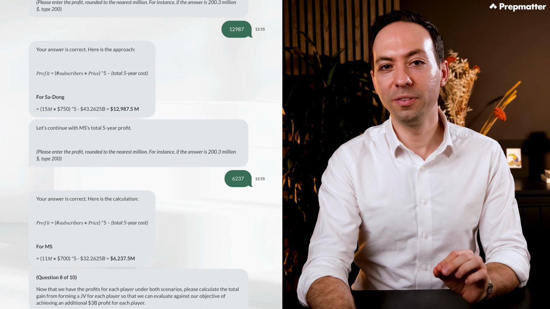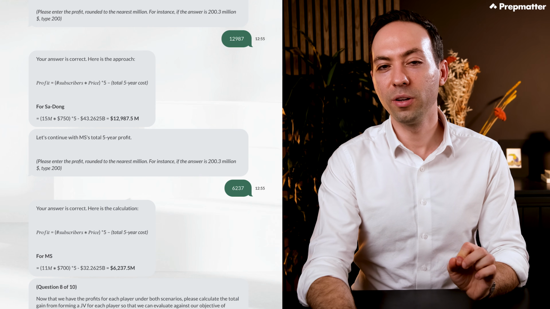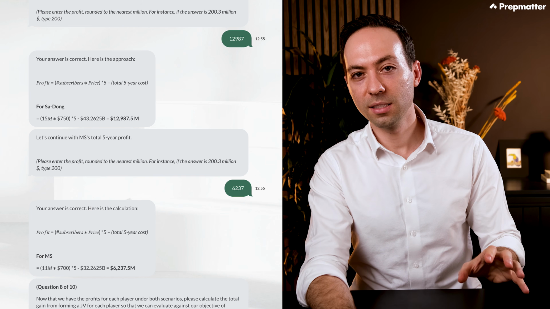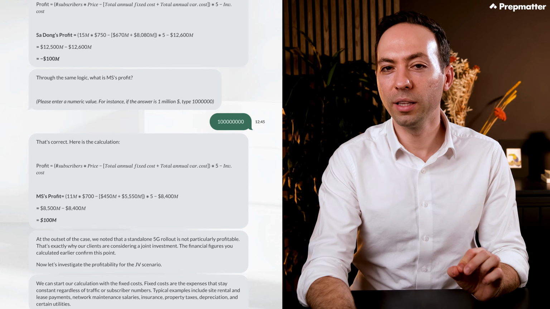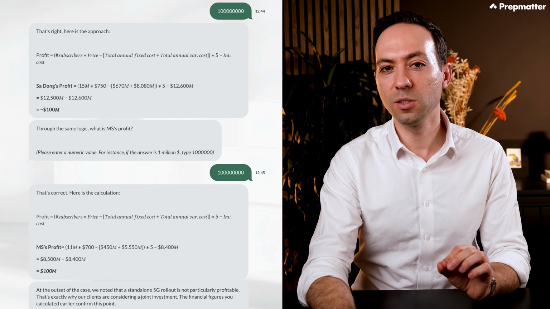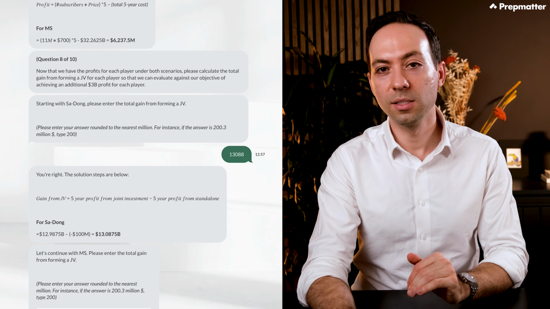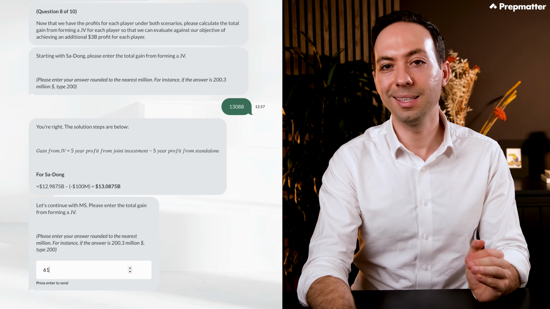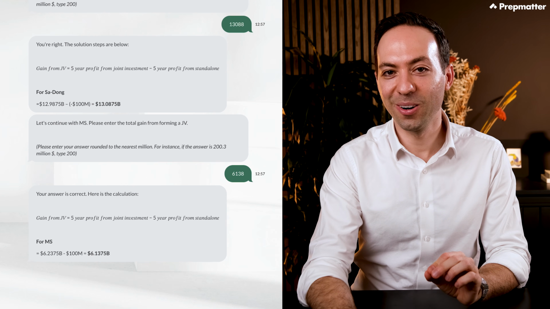Their 5-year profit in the joint scenario is $6,237.5 million. And for the standalone scenario, I remember it was $100 million. So the difference is going to be $6,137.5 million. So let's write it down as 6138. Perfect. We got this correct too.